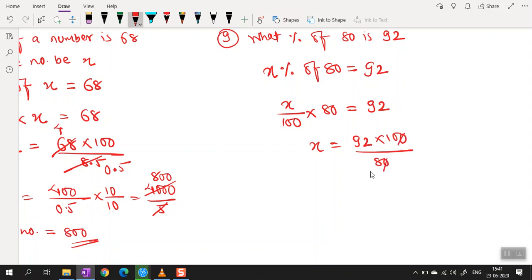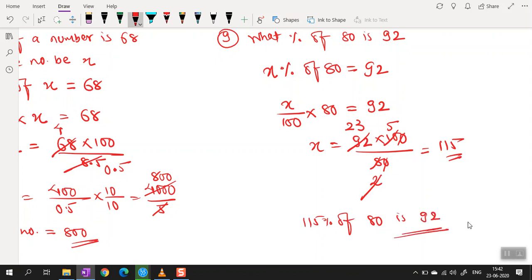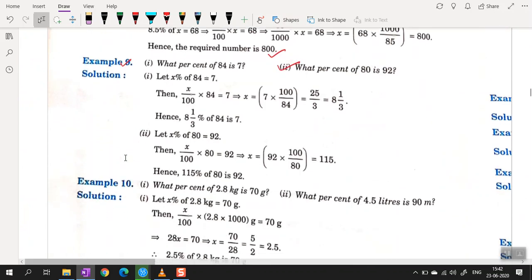So the zeros will cut. This will cut by 4. 4 2s are 8 and 4 3s are 12, correct. And this will cut with 10, 5 23s are 115. So what percent of 80 is 92? 115% of 80 is 92. 115% is the answer. Let's check if the answer is correct. Yes.